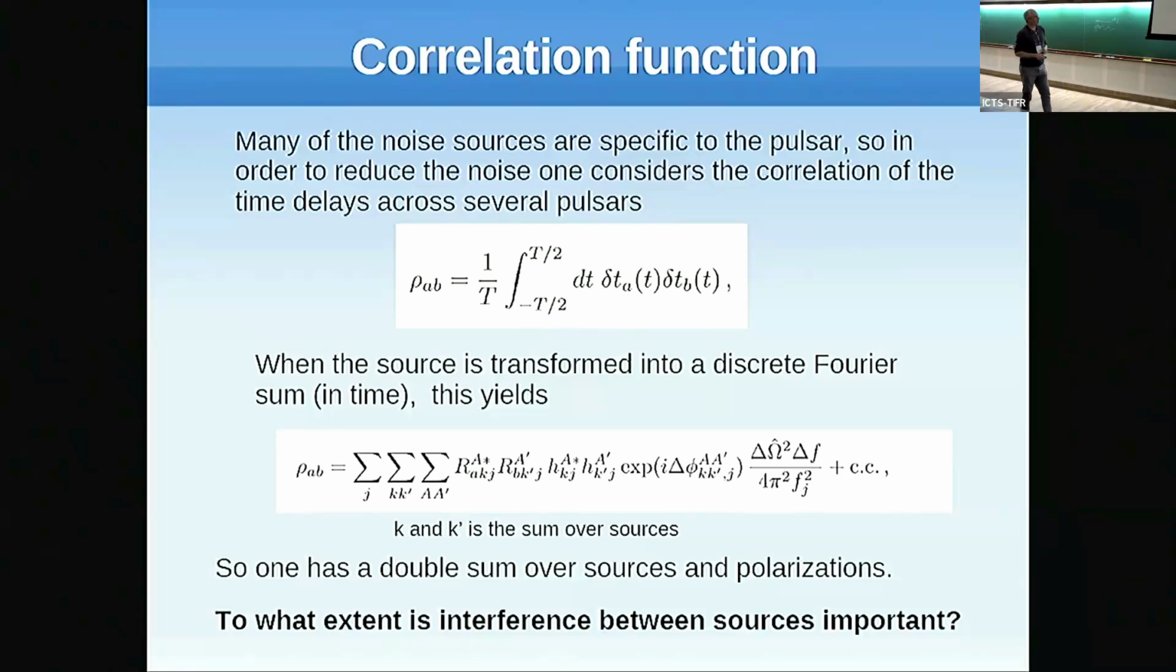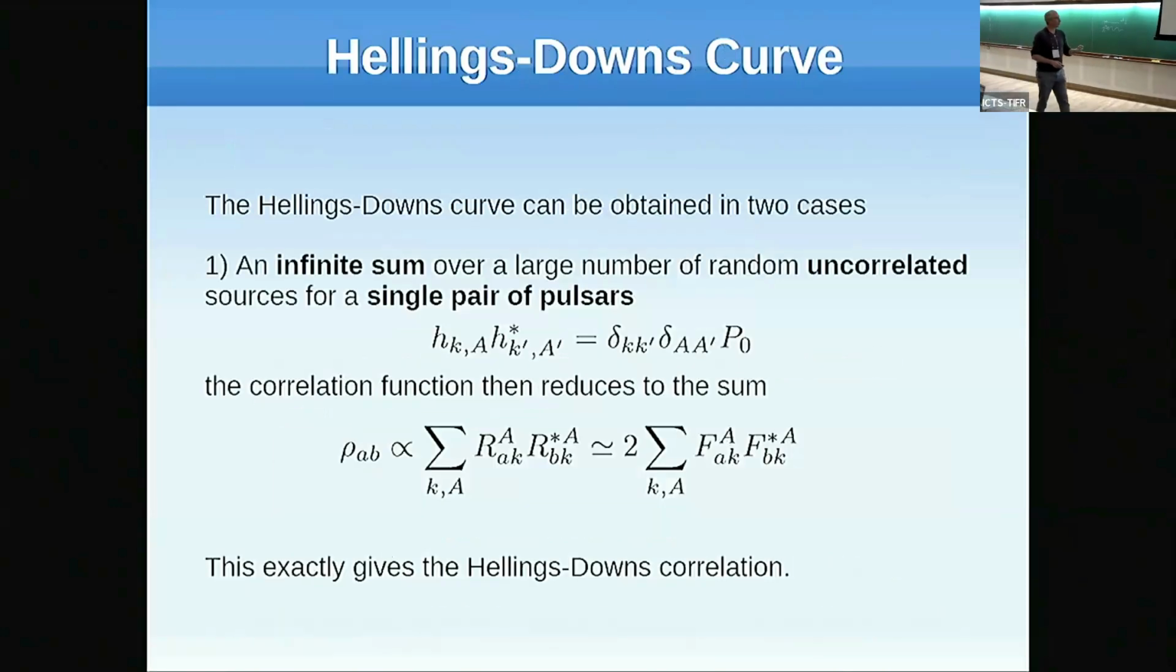Okay? So the question I want to answer in the last 20 minutes, or even less, is to what extent is interference between different sources important? Okay, so just to give you an idea, I want to explain in which limit you actually get Hellings-Downs. So Hellings-Downs you can get in two limits. The first limit is if you neglect interference from the start.